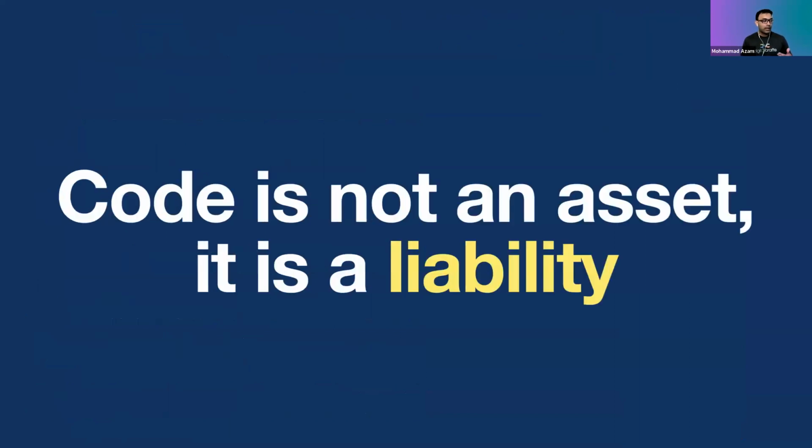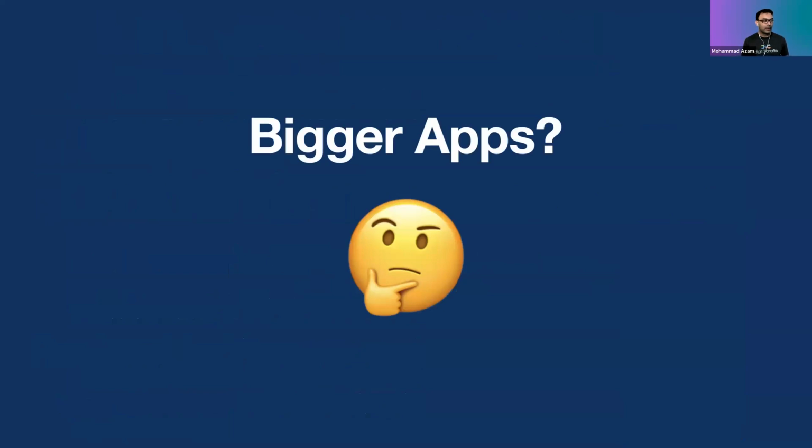So code is not an asset. It is a liability. All right, so remember that. The more code you type is not better. But what about bigger apps? I mean, yeah, we can create one model to control the entire state of the application, but my apps can be very complicated.